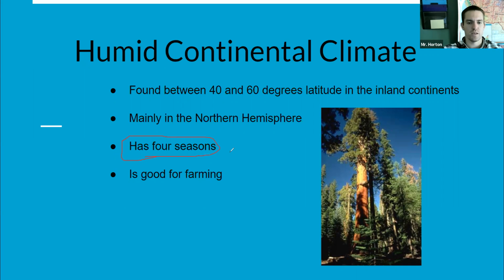This is usually found between the 40 and 60 degrees latitude in inland continents, and it's mainly in the northern hemisphere. It has 4 seasons, like we said. It's also good for farming: a lot of rainfall, but not too much, a lot of sunlight, and good temperatures to grow crops.